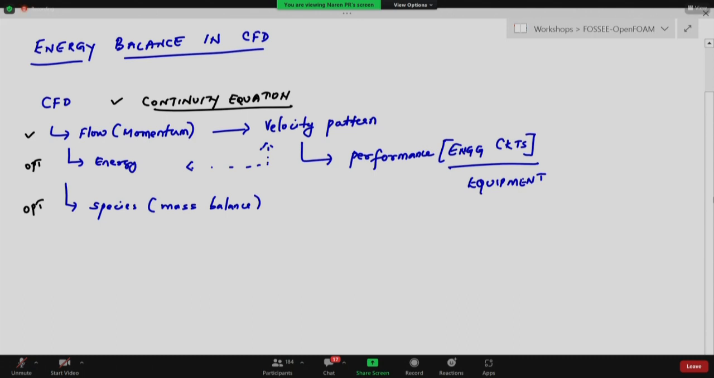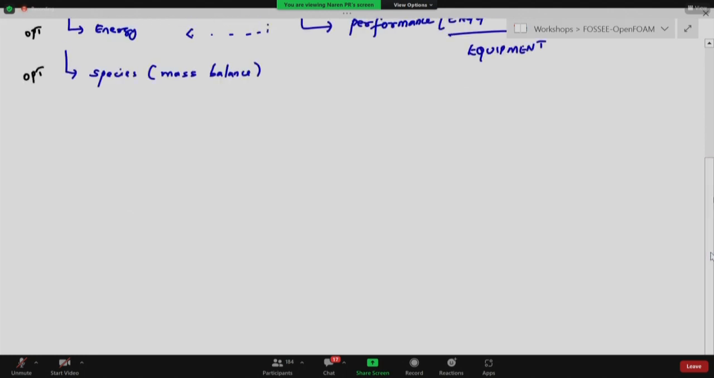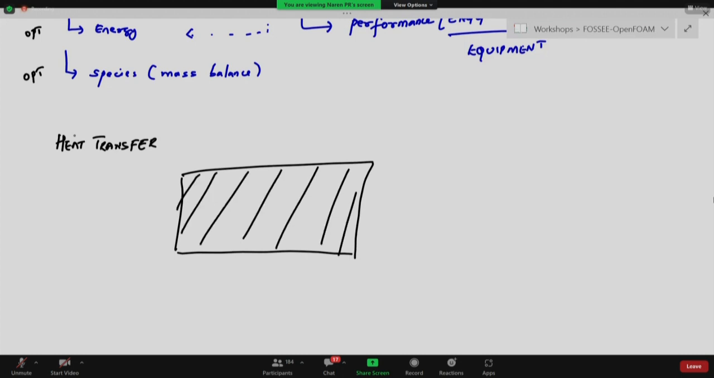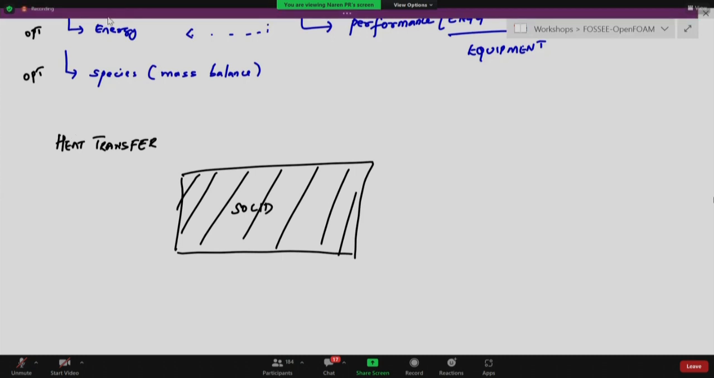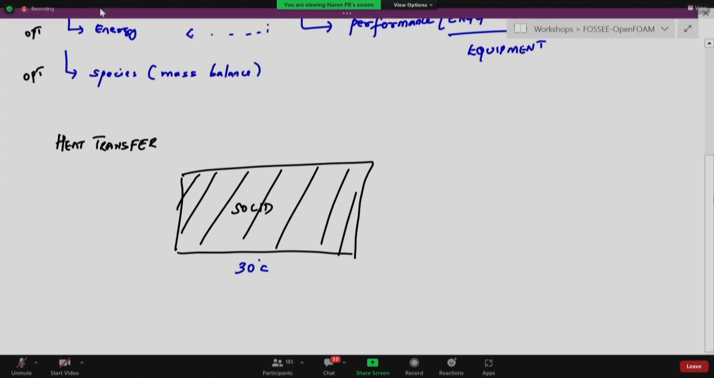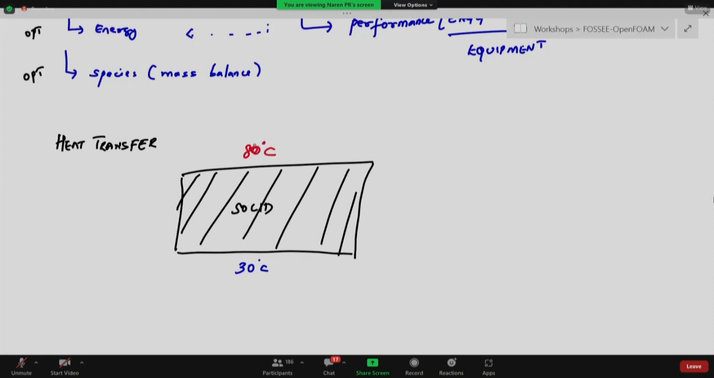Now here you might have a doubt. Let's take a typical textbook problem on heat transfer, which will be like a slab. This would be a slab, so that means this is a solid slab. They will typically say that this end is kept at a cold point. The cold point could be 30 degrees, because 30 degrees is cold with respect to another surface, which could be at say 80 degrees. Now what is the temperature distribution in this solid slab?